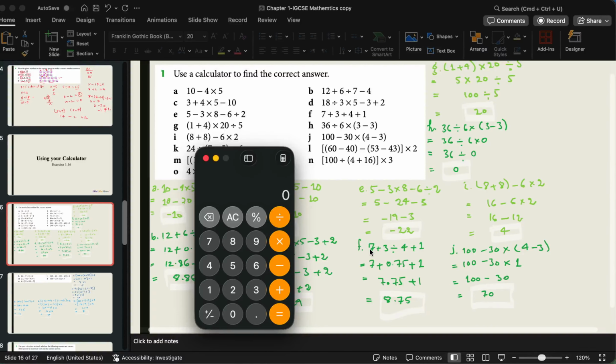Then in the sixth expression, we have 7 plus 3 divided by 4 plus 1. Again, the division comes first in our calculation. So 3 divided by 4 equals 0.75. This way the expression becomes 7 plus 0.75 plus 1. And this equals 8.75.